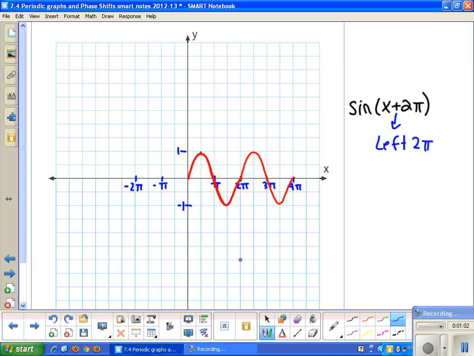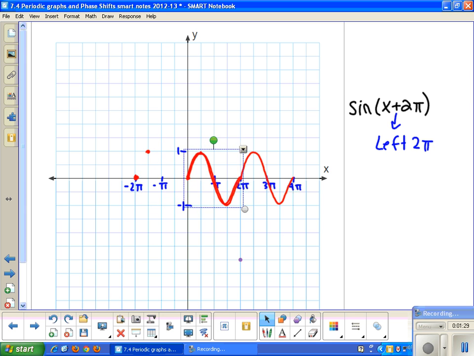So if I take all these values and move them to the left 2 pi, this value here at 0 would move over here to negative 2 pi. This value of 1 would move right here, and so on. If I move that whole entire graph, notice that it still looks like a sine graph. The only difference is we just shifted it over. So that would be a phase shift of 2 pi to the left.